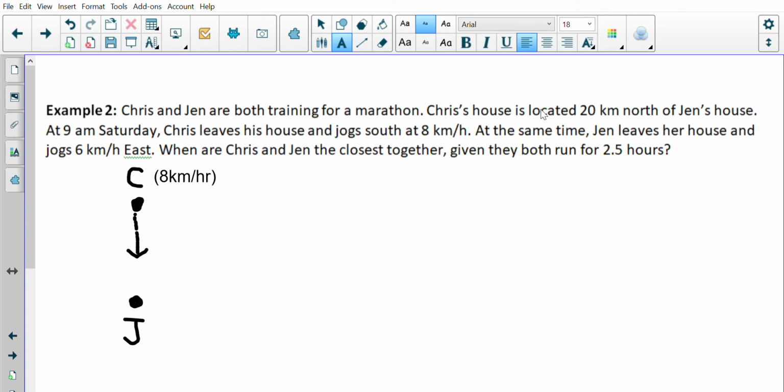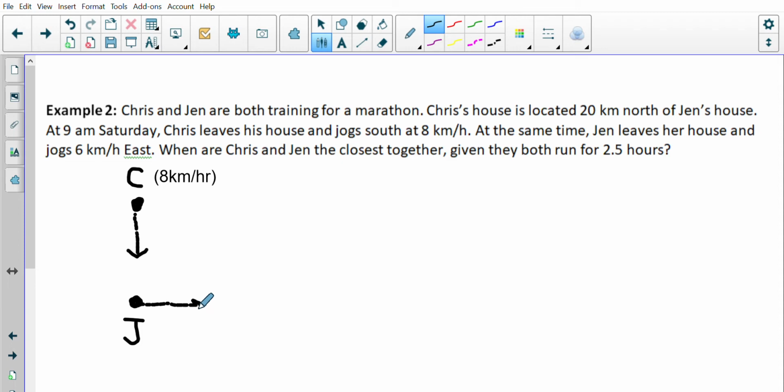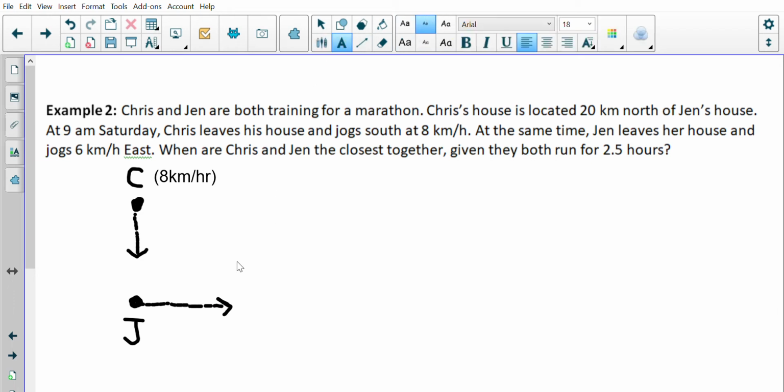All right, now at the same time, Jen leaves her house and jogs 6 kilometers east. All right, so for those of you in my physics class, you know that east, we're going to go to the right here. I'm going to draw that just a little bit bigger. Want a little more room. A little dotted line there. She's headed this way. All right, and again, she is traveling at a rate of 6 kilometers an hour.